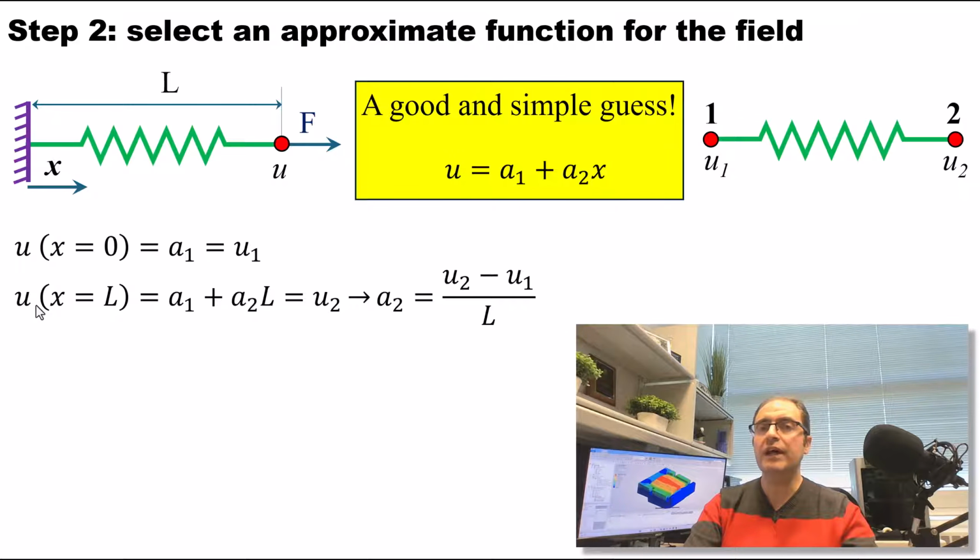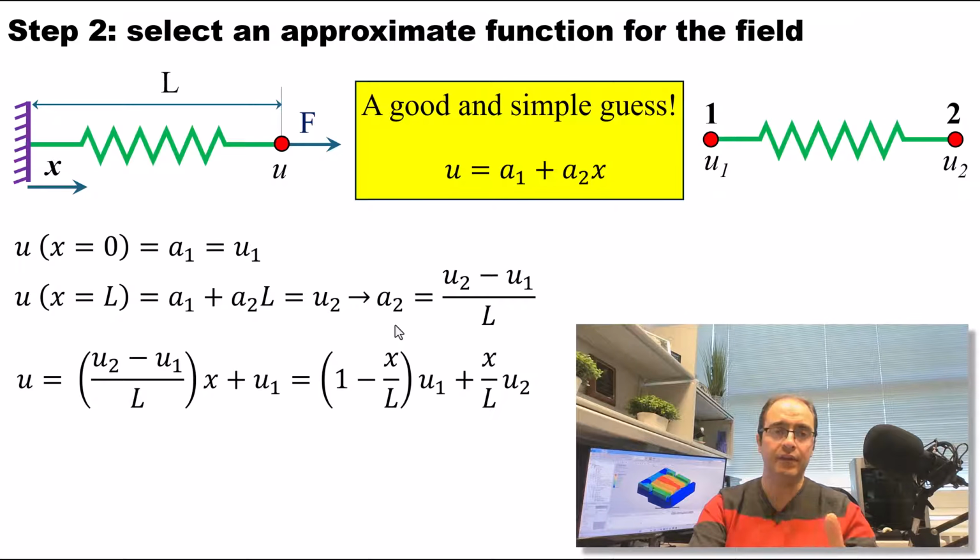The other one is that u at x equal to L. If you set x equal to L here, you get a1 plus a2L. And then also at x equal to L, u is equal to u2. So now you can find a2. Now if you substitute a1 and a2 back into your equation for u, you will get this equation. U equal to (1 minus x over L) u1 plus (x over L) u2.